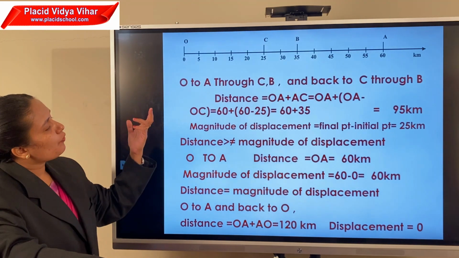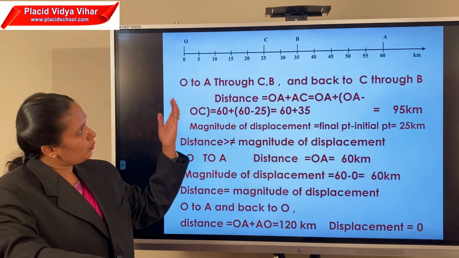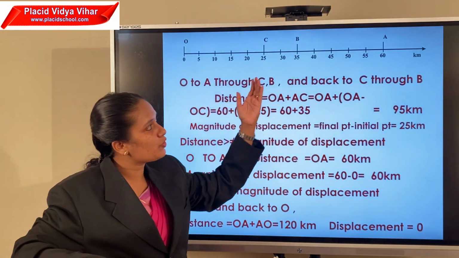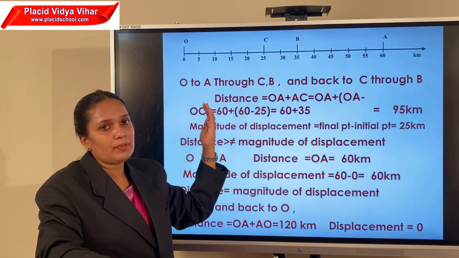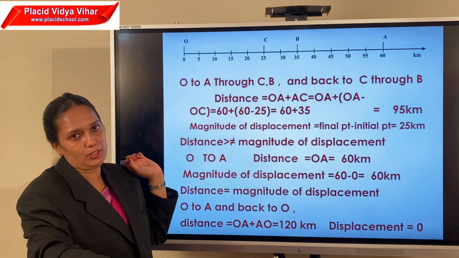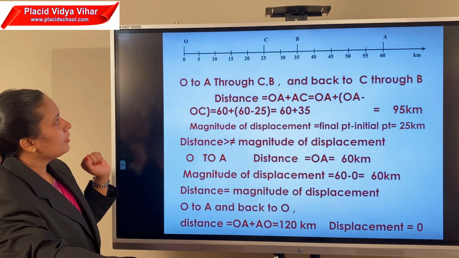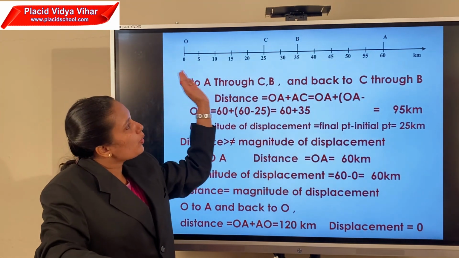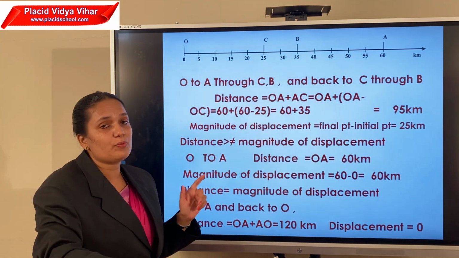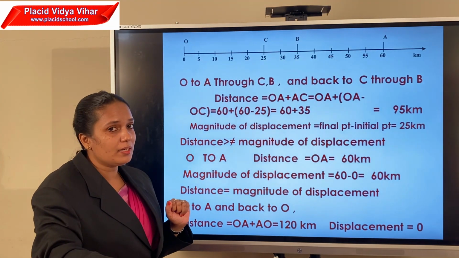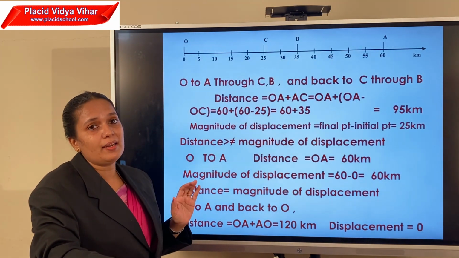Then take another motion of an object. So in this case, the object moves through C and B and it reaches point A. Then it moves back along the same path and it reaches the same starting point. That means here the initial and final position are same. So what is distance? OA plus AO, that is 60 plus 60, that is 120 kilometer. Then what is displacement? Here 0. Why? Because the initial and final position are same.